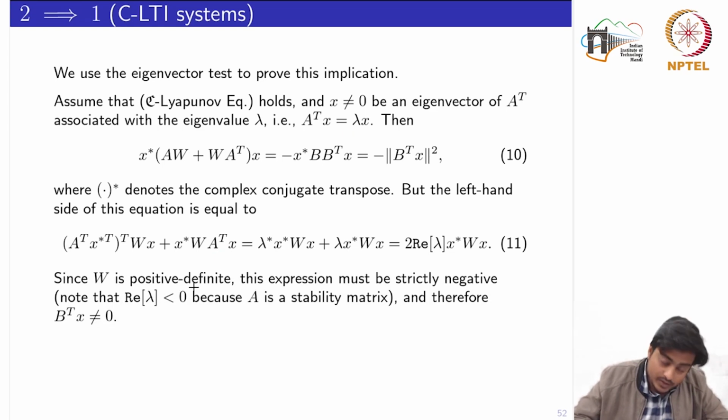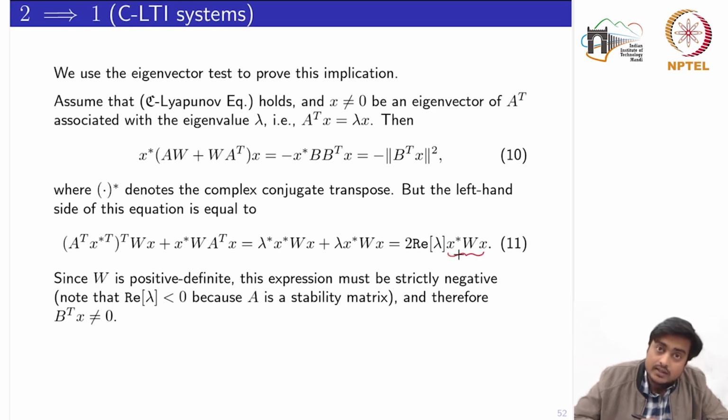So since W is positive definite, this expression, which is given in equation number 11, must be strictly negative. Why? Here we have X star times X, and W is already positive definite.